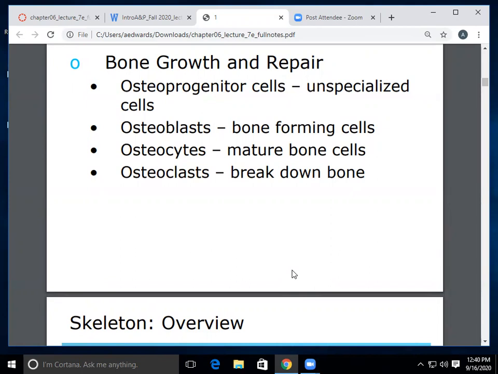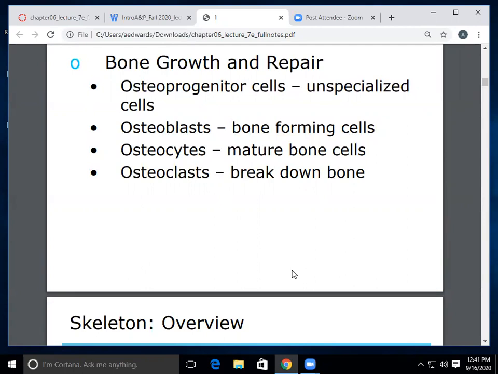Now, how do bones grow and repair? Well, you have several different kinds of cells involved. So progenitor typically means these are your precursors. These are kind of like your stem cells. They are very unspecialized. And remember, osteo is bone. They give rise to osteoblasts, and these cells form bone. So usually if you see blasts, like fibroblasts make collagen, osteoblasts make the bone. Osteocytes are your mature bone cells.